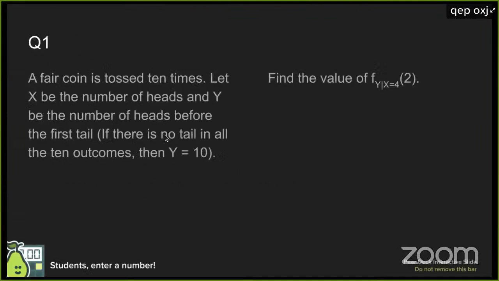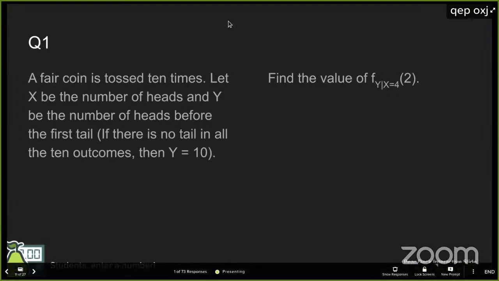Okay, so this is question number 1. Find the value of f_{Y|X=4}(2). Now what will we use here? You have already found the joint density for X and Y, right? Can we use that information to find this value? I think we can use this, right? Yes, we can use it. Let's try it out.